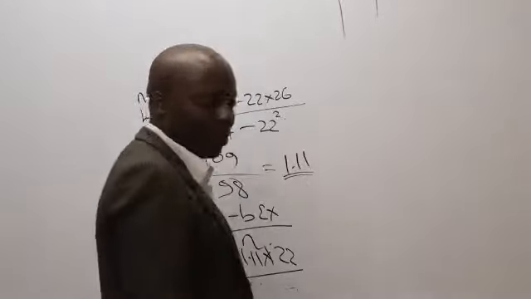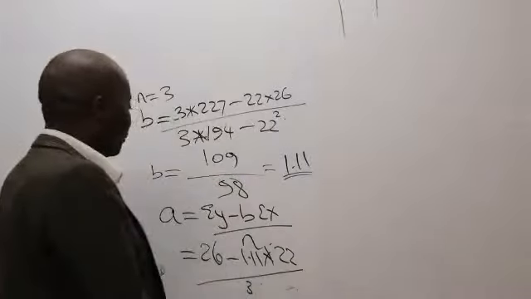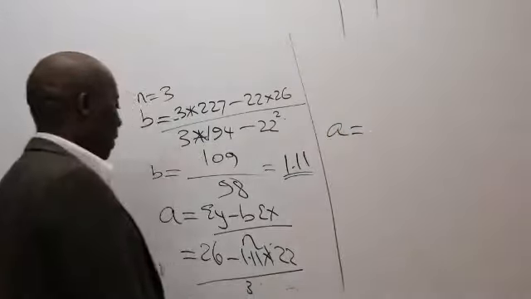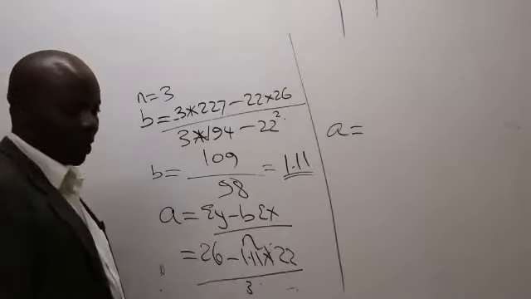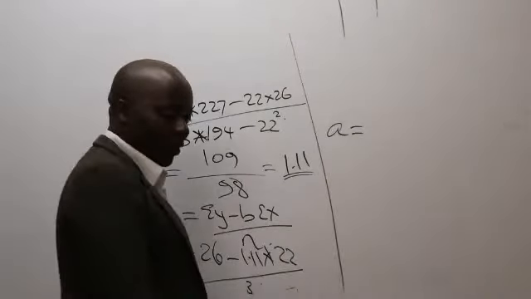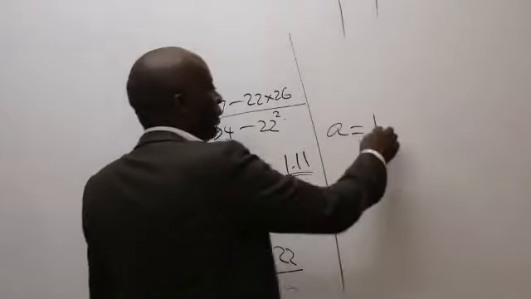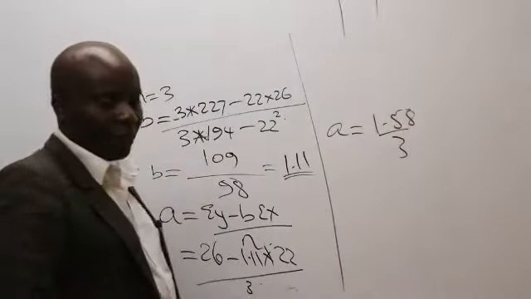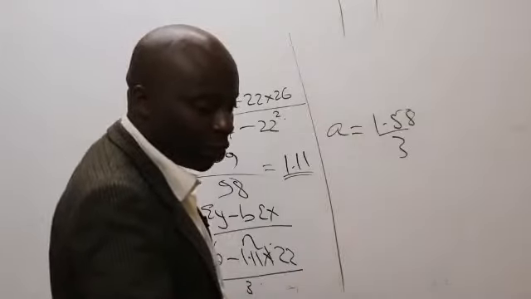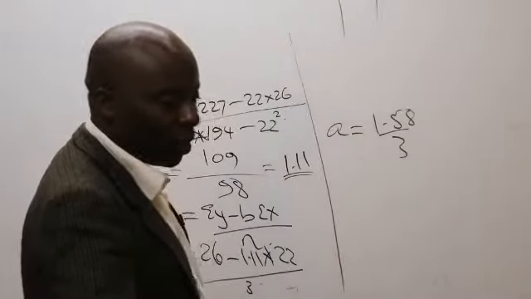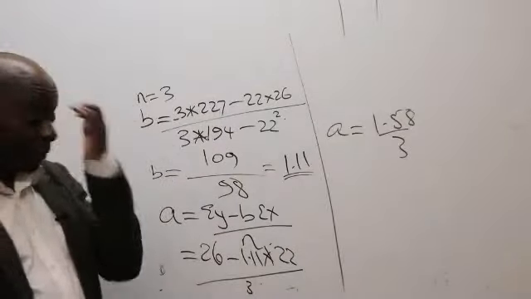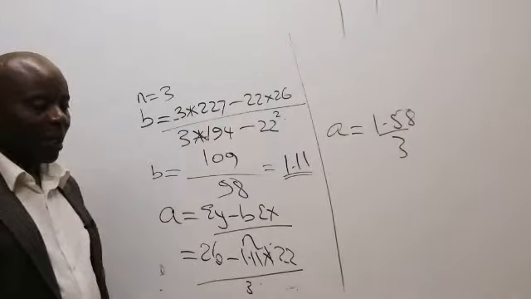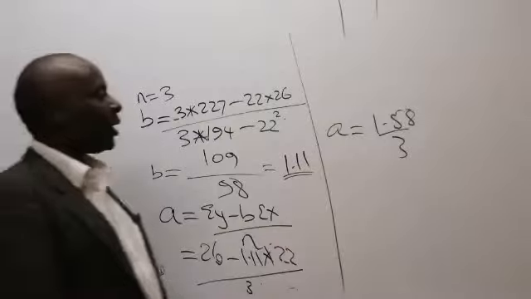Tell me what is the numerator. So my A here will be equal to 26 minus 1.11 times 22, which gives me 1.58. 1.58 divided by 3. So first of all, ensure that you always work out the numerator. After you get the numerator, now you divide. So according to the Maris, we're getting 0.57.